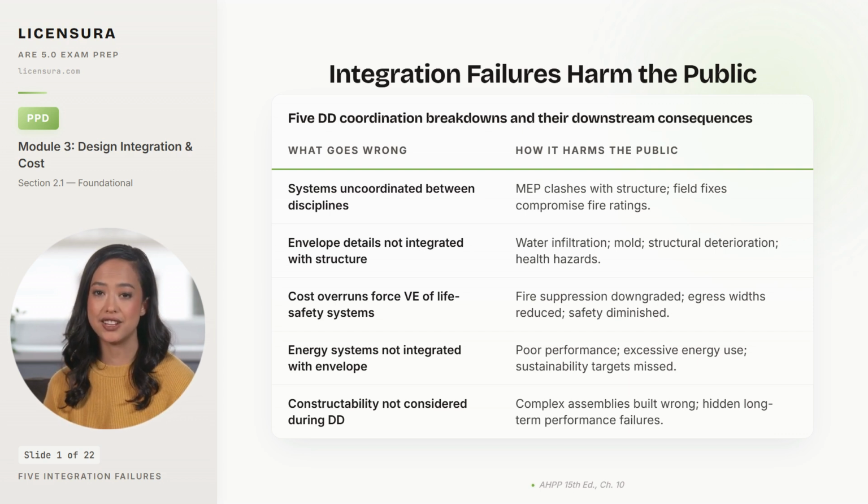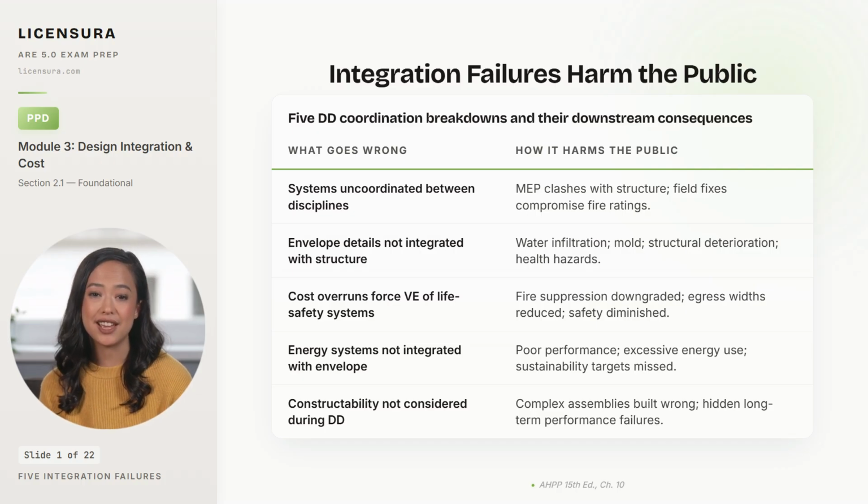Envelope details not integrated with the structural system allow water infiltration, which produces mold, structural deterioration, and serious health hazards for the people who occupy the building. Cost overruns that arrive late force value engineering of life safety systems. Fire suppression gets downgraded, egress widths get trimmed, and occupant safety quietly diminishes. Energy systems that were never integrated with the envelope yield buildings that perform poorly and miss the sustainability targets the owner paid the architect to deliver.